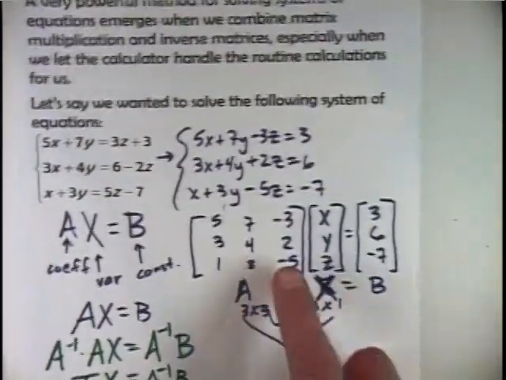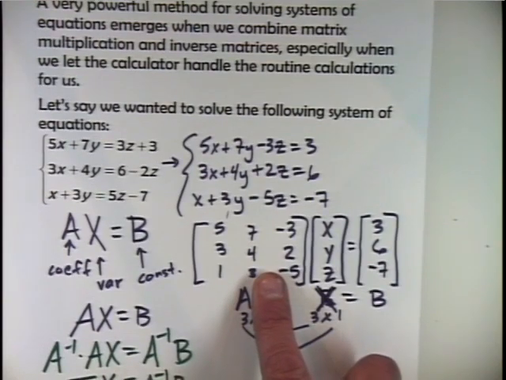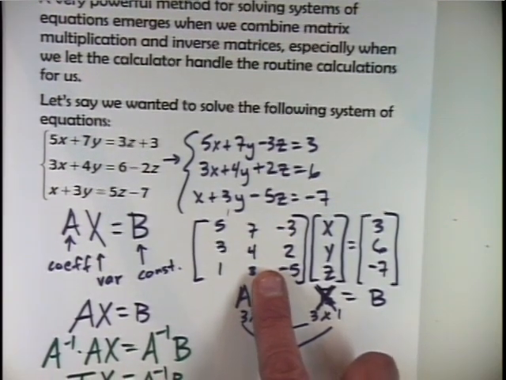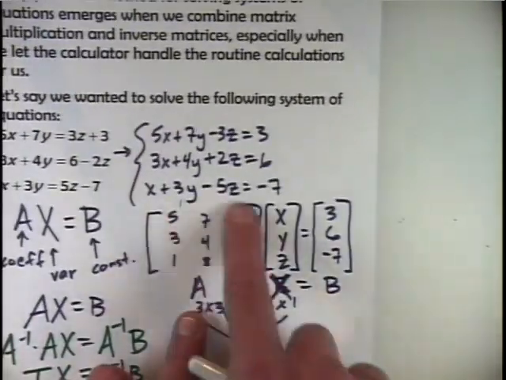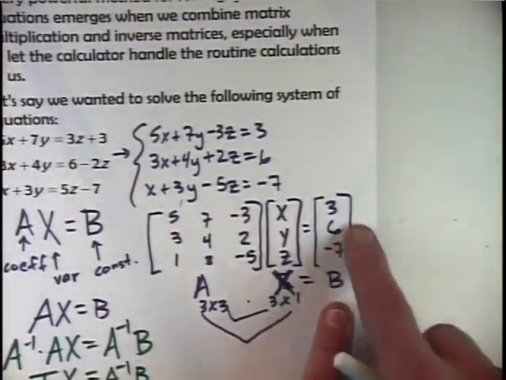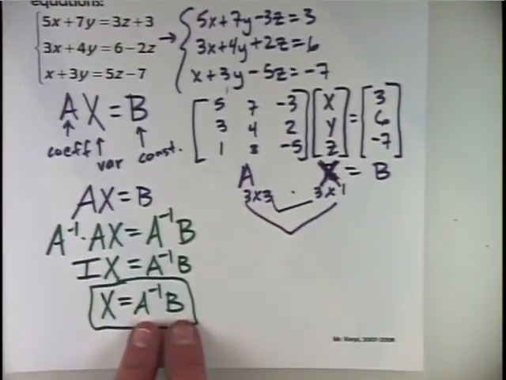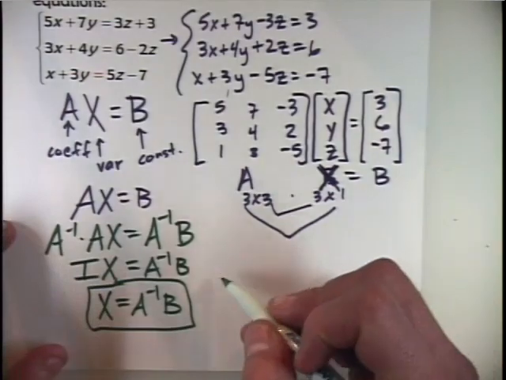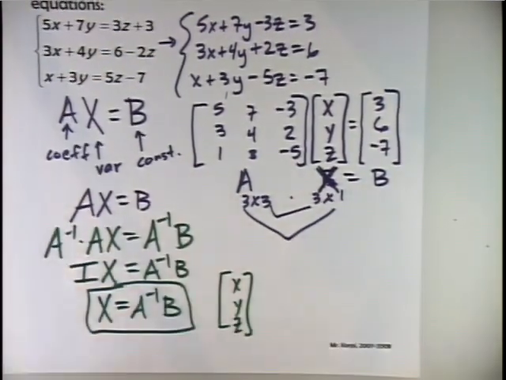Now for us, finding the inverse of a 3 by 3 is not very fun. It's not very easy. So we're going to let the calculator do it anyway. So once I get my matrix A into my calculator and my matrix B into my calculator, all I have to do is let it perform this little operation for me, and my solutions, x, y, z, will magically appear. Let me show you how to do that.